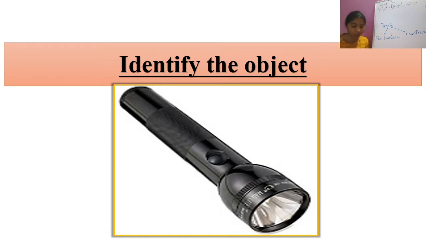Yes students, very good. So basically we can say that a torch is a luminous object, right? So this is a luminous object because it is emitting its own light. So that's why we can say a torch is a luminous object.